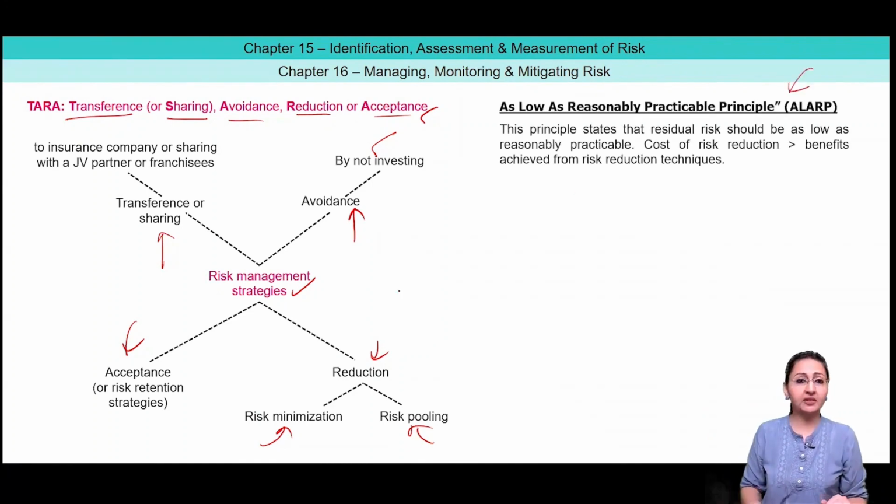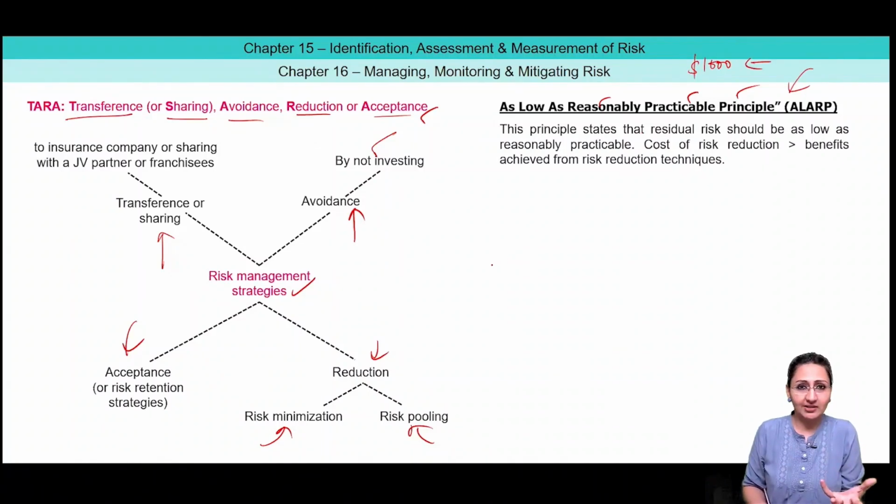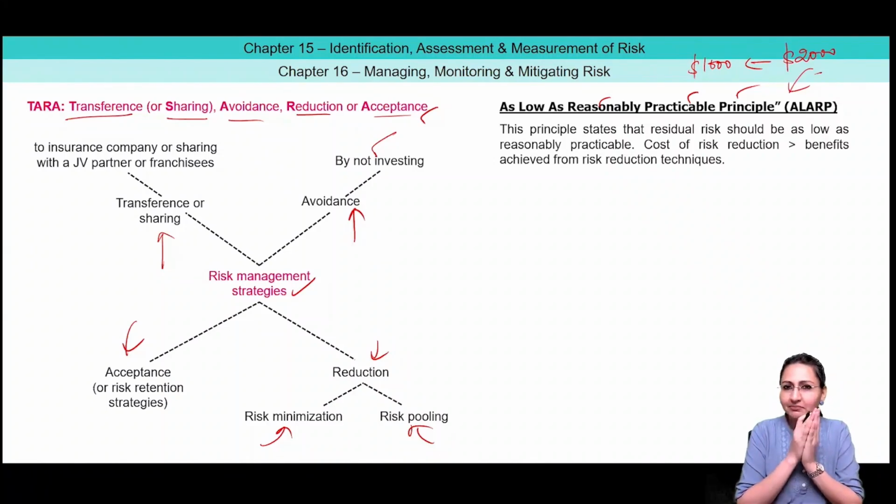Now, there is another principle here, the ALARP principle, as low as reasonably practicable. Sometimes the cost of managing the risk becomes too high. The risk will lead to a loss of $1,000. To avoid this loss, let's suppose I have to take an insurance, and that insurance is costing me $2,000. There is no sense in taking this insurance then. So as low as reasonably practicable hinges upon the cost of risk reduction. This should be less than your actual loss.